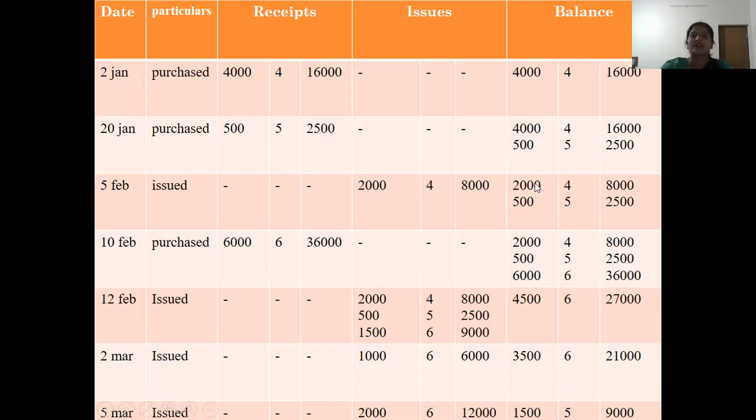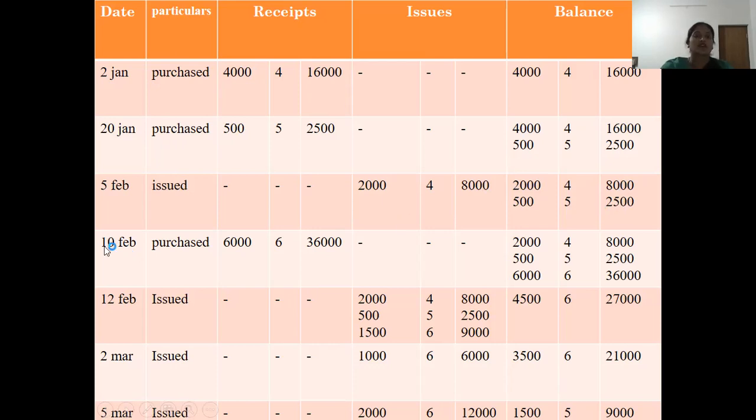Now out of 4,000 you have issued 2,000. What will be the balance? The balance must be retained; without fail you need to carry the balance. Out of 4,000 you issued 2,000, and the remaining balance is 2,000. What is the cost per unit? 4 only. So 2,000 into 4 is 8,000. Already you have issued from the first lot. Now the balance from the second lot remains the same: 500 at the rate of 5, and the amount is 2,500.